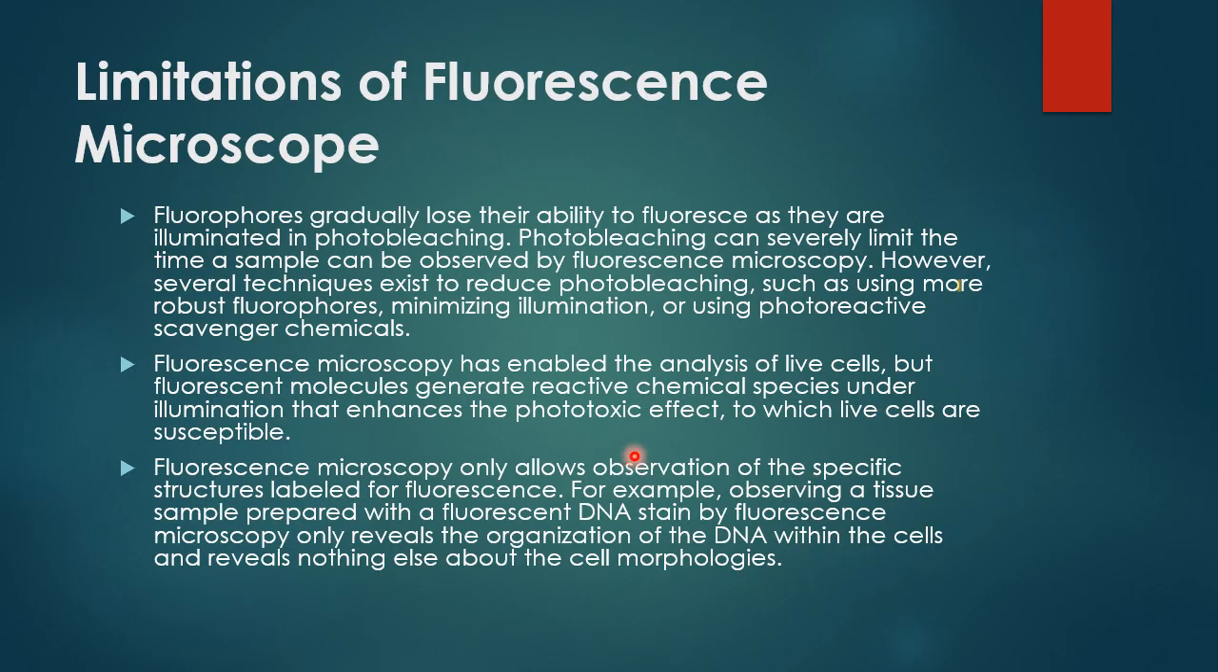And apart from that, the fluorescence microscope allows only observation of specific structures labeled for fluorescence. For example, you use a fluorescent DNA stain and you tag the specimen. Then what happens is you can see only the DNA, it reveals only the DNA, whereas you cannot see other cell morphologies. Okay, so all these are some of the limitations of the fluorescence microscope.